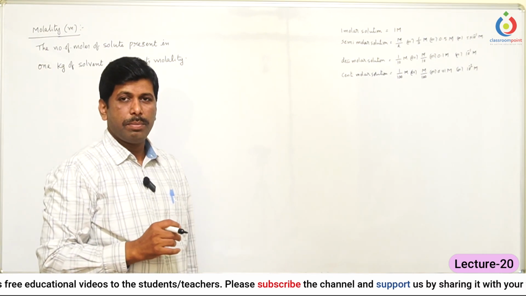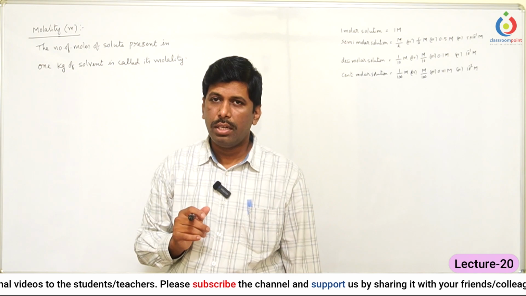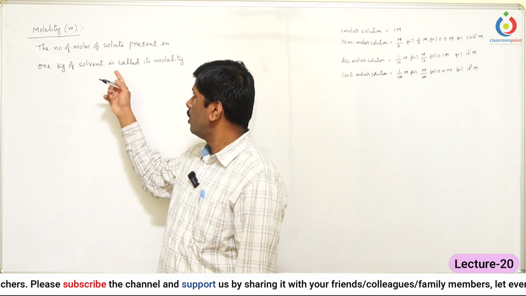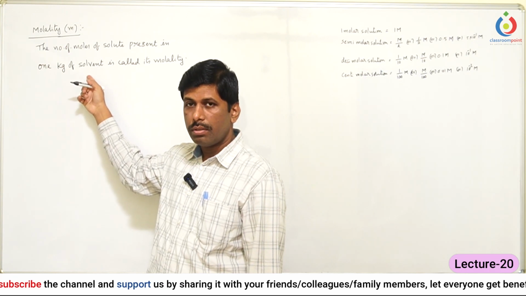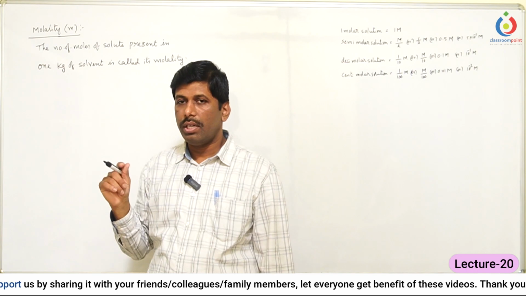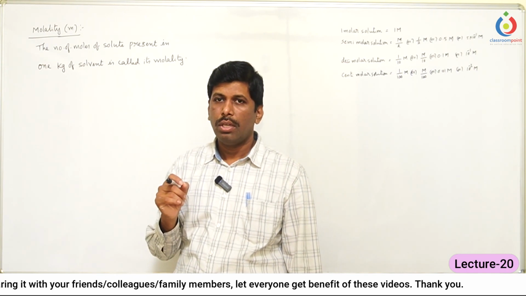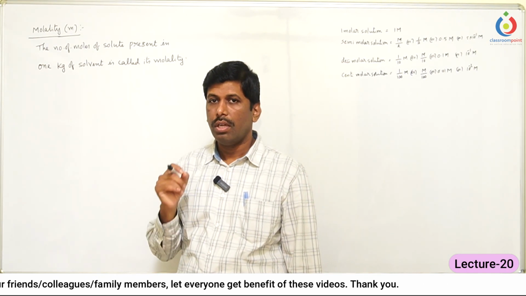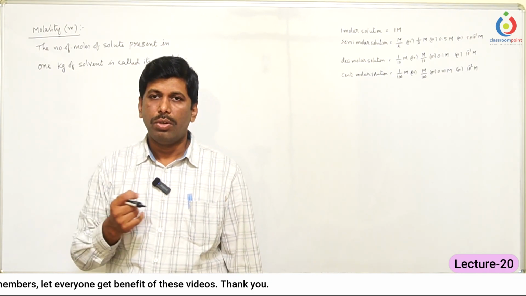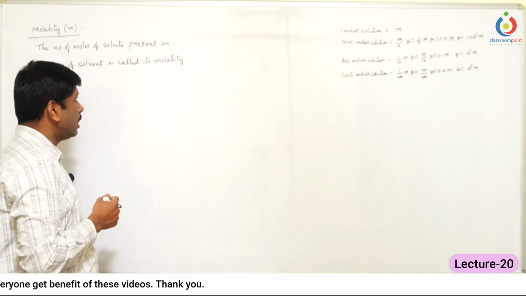The main difference between molarity and molality is, in case of molarity, we take the volume of solution in liters. And in case of molality, we don't take the solution, but we take only the solvent. That too, the mass of the solvent, not the volume of the solvent. So now, using this definition, let us derive the formula.